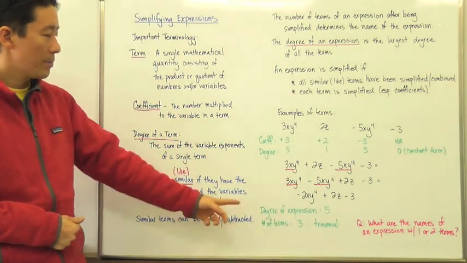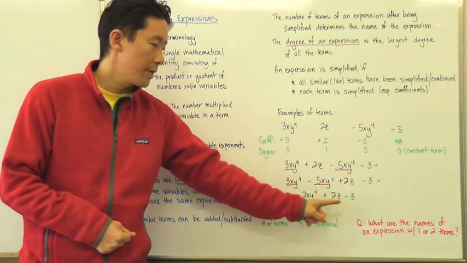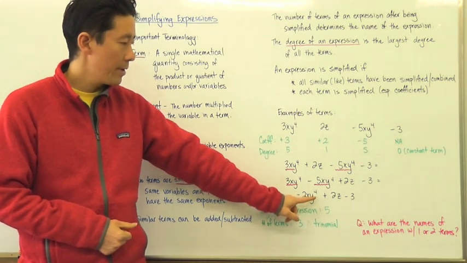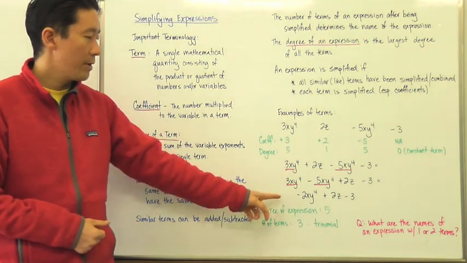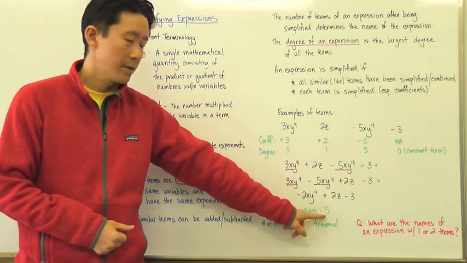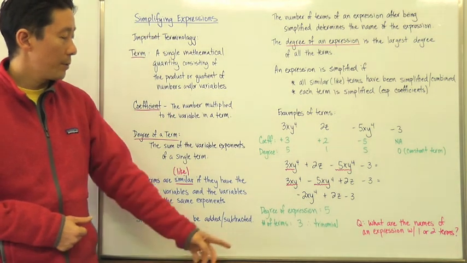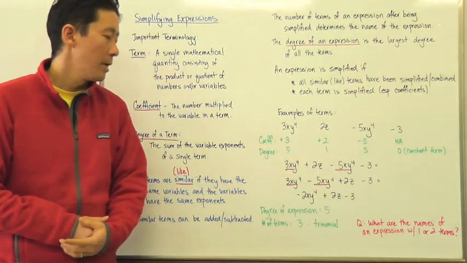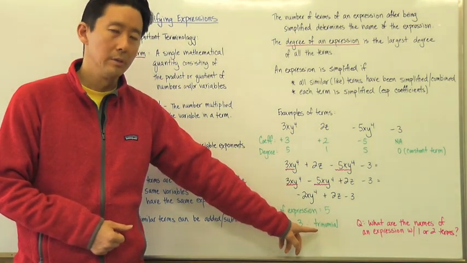Now, when we talk about the degree of the expression, we're going to take a look at the degree of each one of the simplified terms. This has a degree 5. This has a degree 1. This is degree 0. So therefore, the degree of the entire expression is the largest degree of all the terms, which in this case is 5. Now, when we think about how many terms we have: 1, 2, and 3 terms. Therefore, this is going to be called a trinomial.